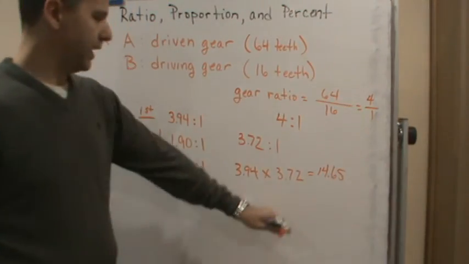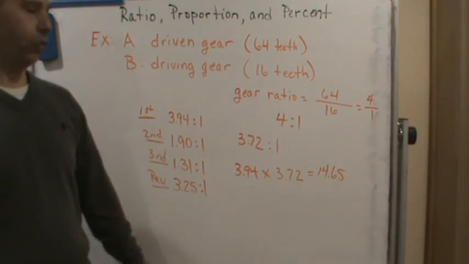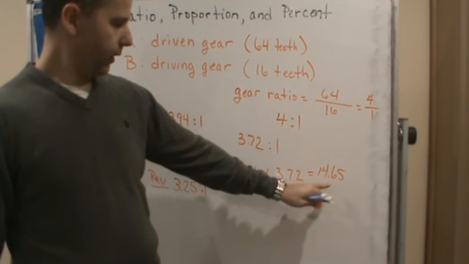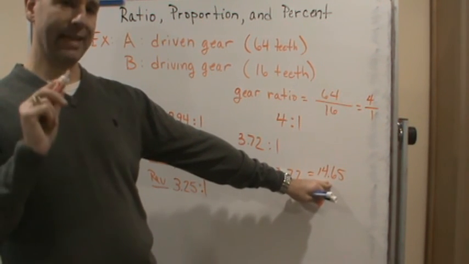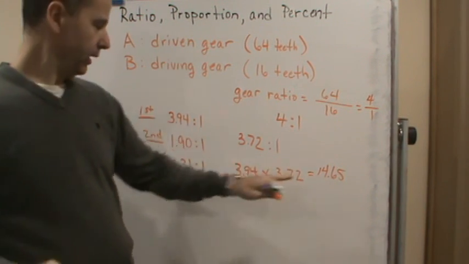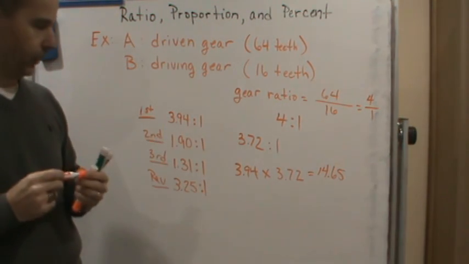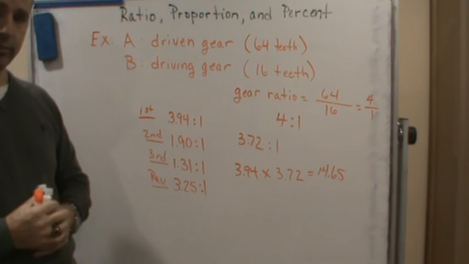So what does this mean? It means that my engine would have to do 14.65 revolutions in order to move my tire one revolution in first gear. Okay? That's what that means.